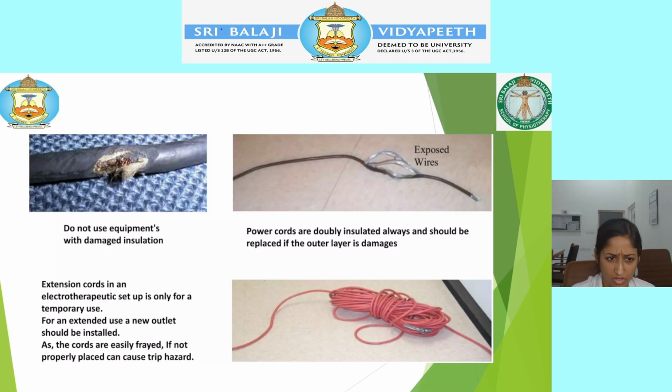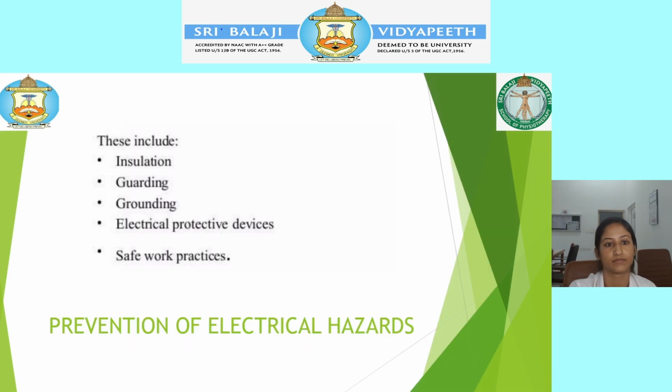And then, what are the precautions you can take to prevent electrical shocks? You should not use equipment with damaged insulation, and power cords should always be doubly insulated and should be replaced if the outer layer is damaged. And extension cords in an electrotherapy setup are only for temporary use. For extended use, we have to use a new outlet, as the cords are easily frayed. If not placed properly, they can also cause a trip hazard.